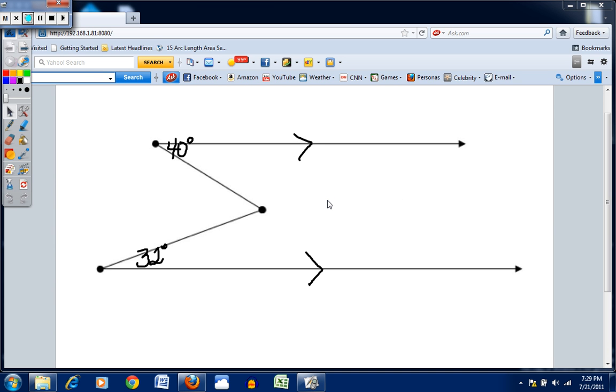In this video, I'm going to show you how to use a coloring technique to determine which angles are congruent and which angles are supplementary, and also find any missing angles that you may want to know. First thing you should do is color the parallel lines the same color. All other lines should be colored their own unique color.